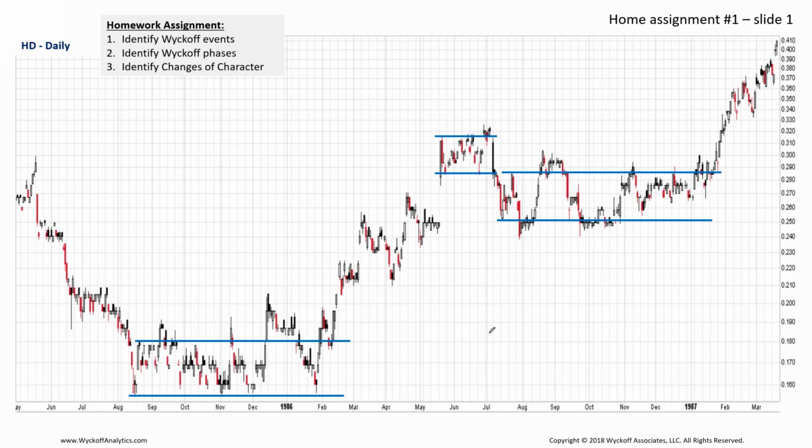We have 3 trading ranges. By the way, guys, if you haven't noticed, some of you have not noticed, there is another one that I kind of wanted you to identify.